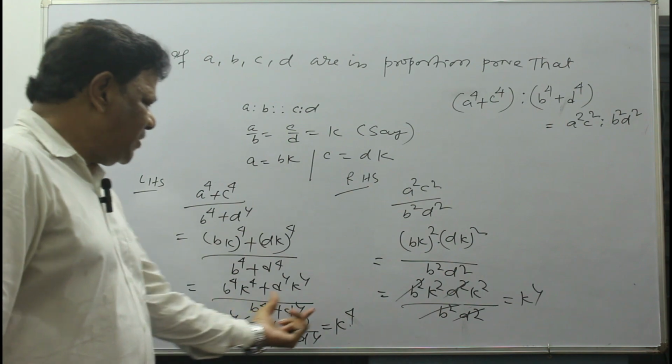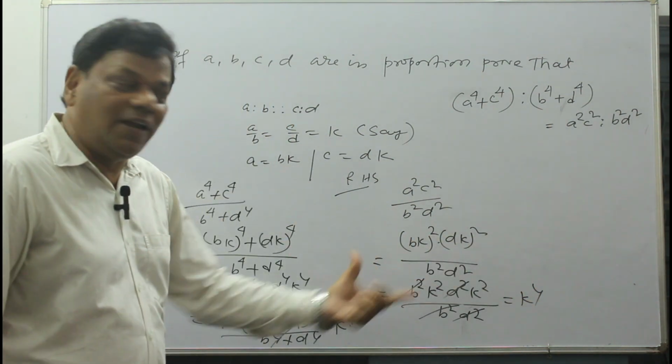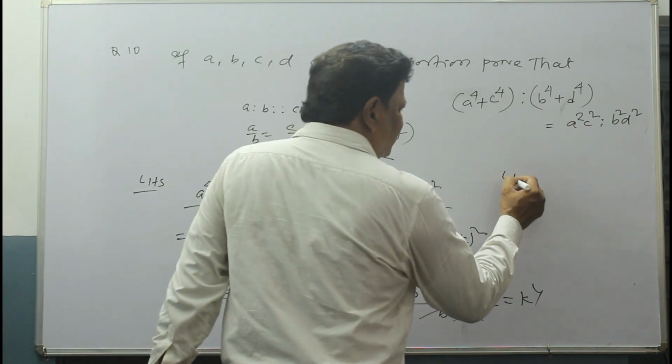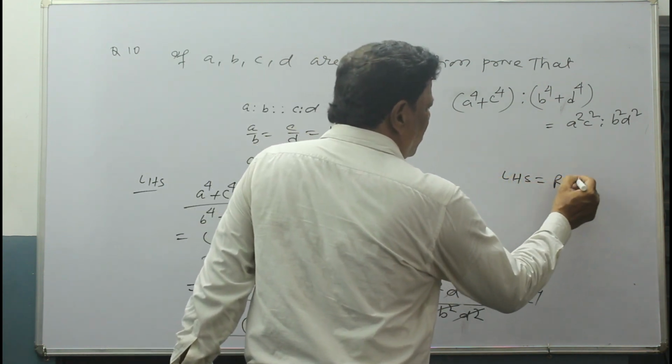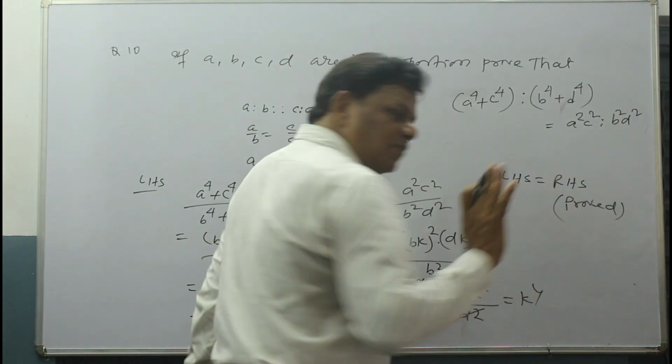Okay students, now see k⁴ here is coming and k⁴ is coming there. So both are equal. So what I can say? LHS equal to RHS. Proved. So this way we can prove.